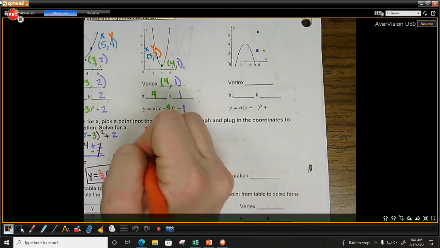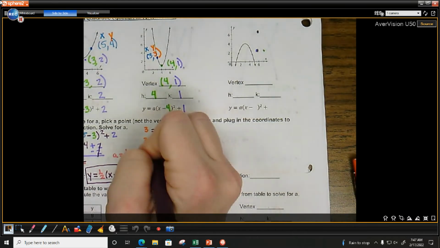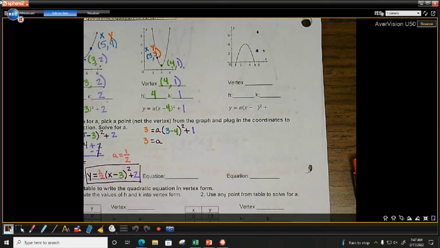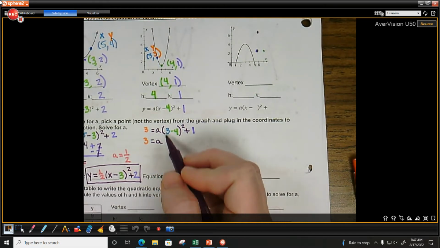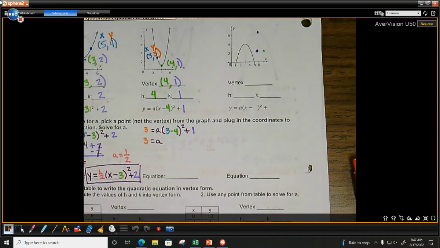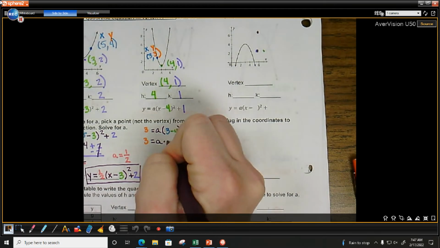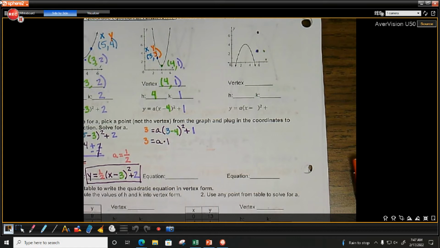Drop down your 3 equals A. We have to get rid of the parentheses first. That's 3 minus 4, negative 1 squared. 1. Guys, biggest mistake, all numbers squared is positive. So whatever I get from this parenthesis, whether it be positive or negative, when I square it, it will always be positive. So times 1. And then drop down your plus 1.